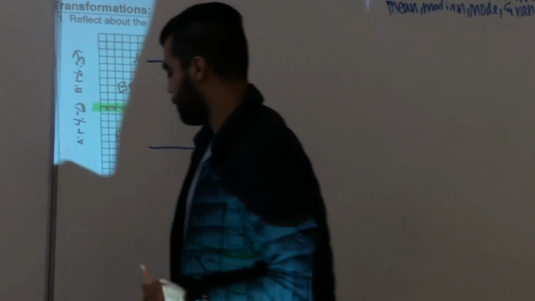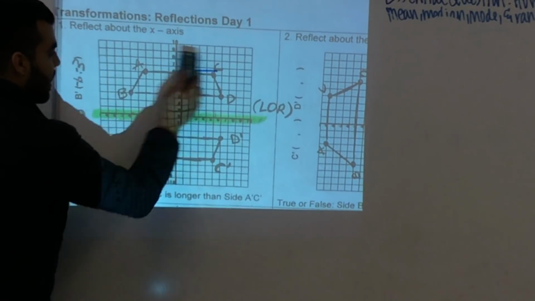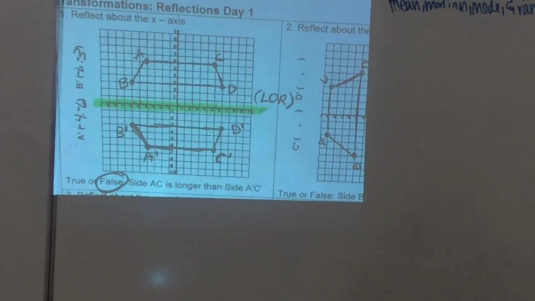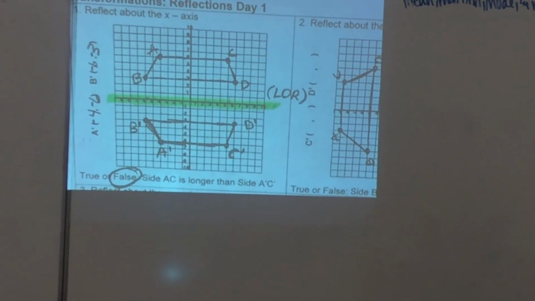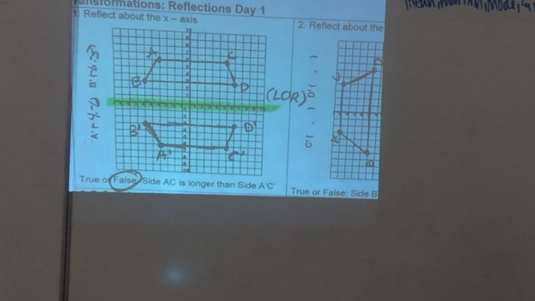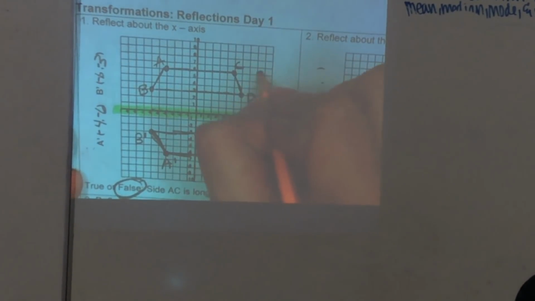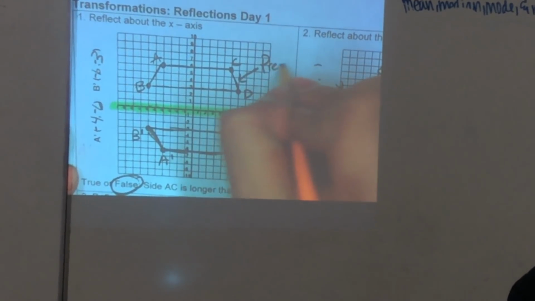So here we have our first example on how to reflect the image. Let's go ahead and try. Don't forget, you have to label. Which one was my image? Which one was the pre-image? I start off with the pre-image. This one right here. Pre-image.